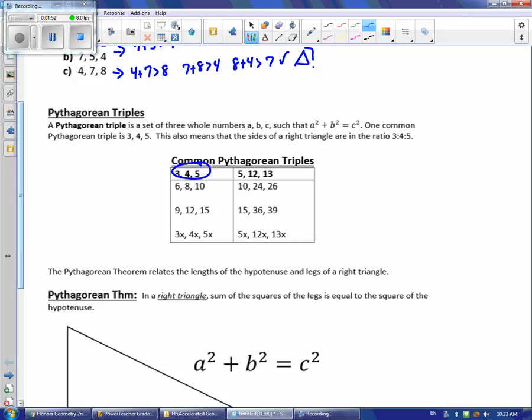Another common one is 5, 12, 13. So if you plug those into Pythagorean theorem, you would satisfy that equation. Now what's special about these Pythagorean triples is multiples of them also work. So if I were to double 3, 4, and 5 to get 6, 8, 10, that would also satisfy Pythagorean theorem. If I tripled it to 9, 12, 15, that would work. Same for 5, 12, and 13. If you doubled it, tripled it, quadrupled it, whatever, you would satisfy the equation.